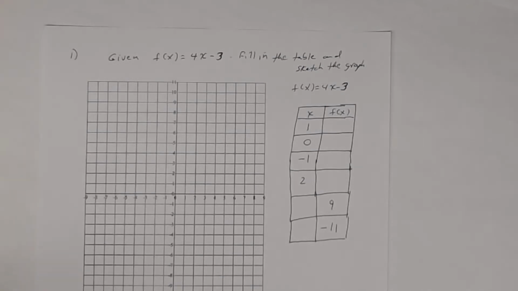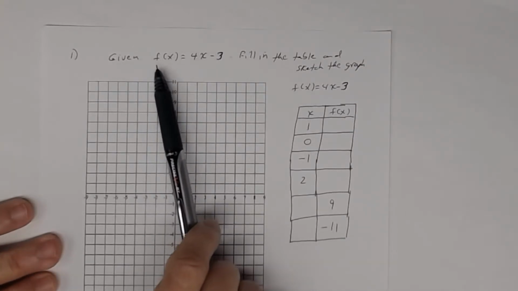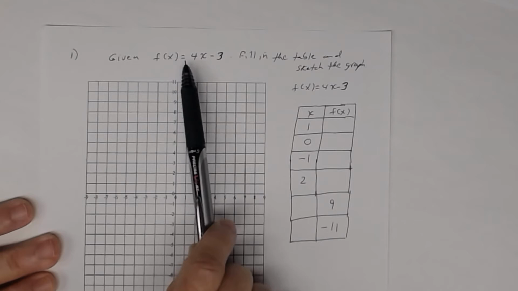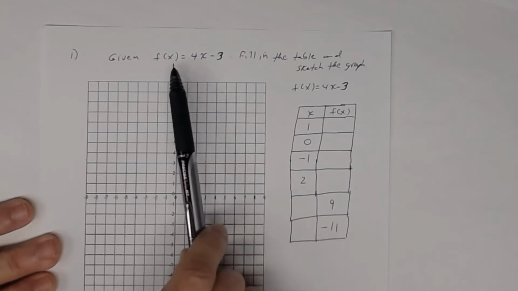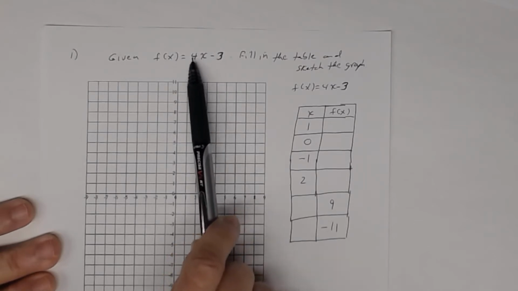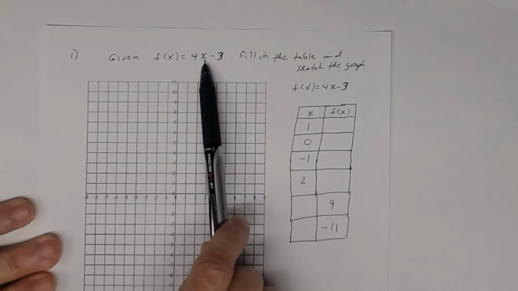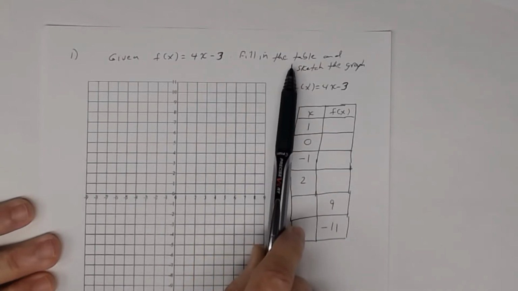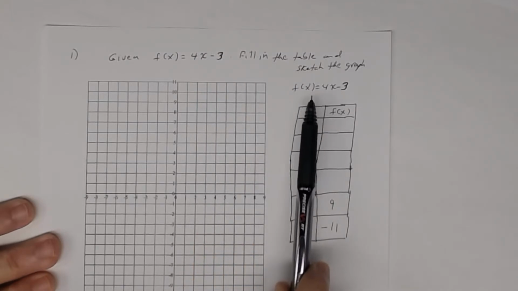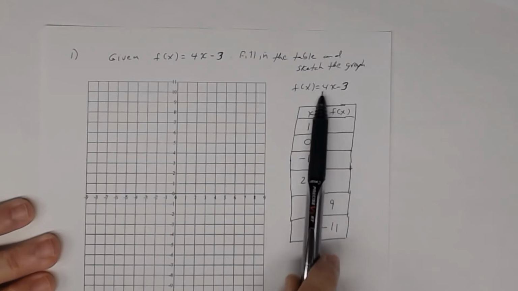In this lesson, we're going to look at the relationship between functions and graphs. And so number one, you're given that the function f of x is equal to 4x minus 3. Now notice that this function is a linear function. And so you're given this table, and you want to sketch the graph of this linear function.